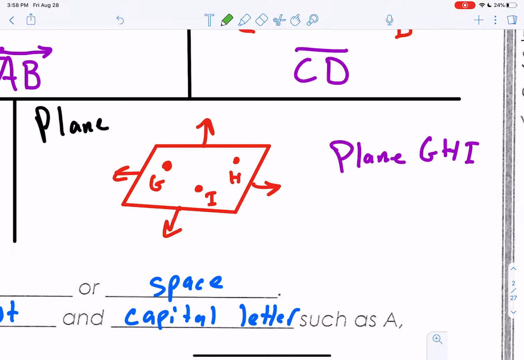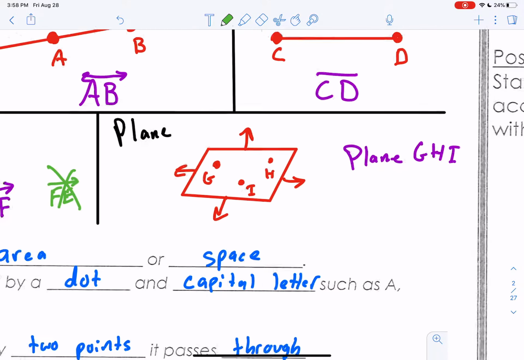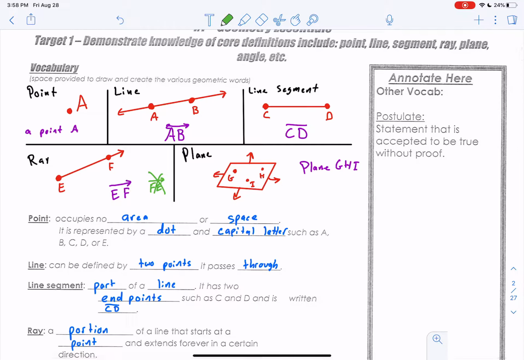I need three letters, three points, to name the plane. And if there's more than three, we could pick all the points if we wanted to, or we could just pick three of them, but you need at least three points in order to do this. All right, so that's just some basic vocabulary.